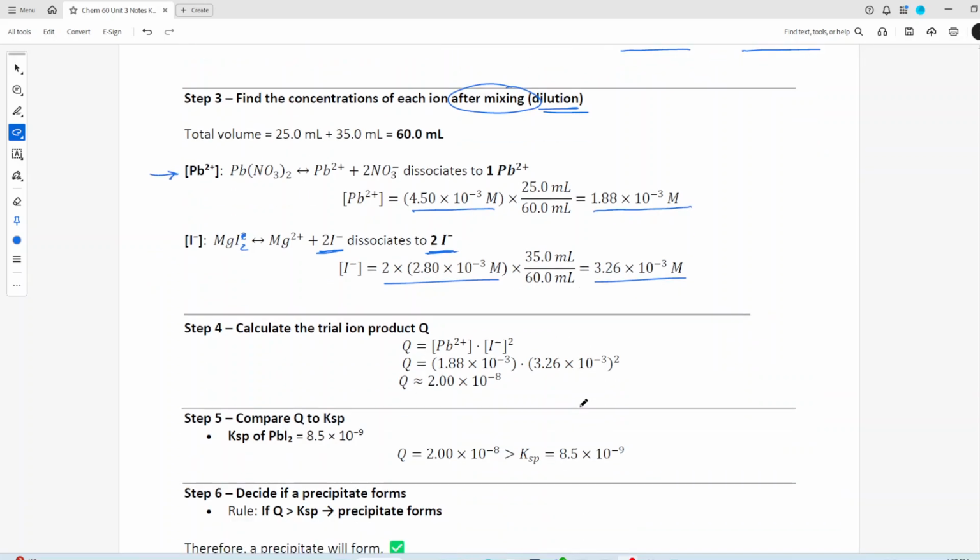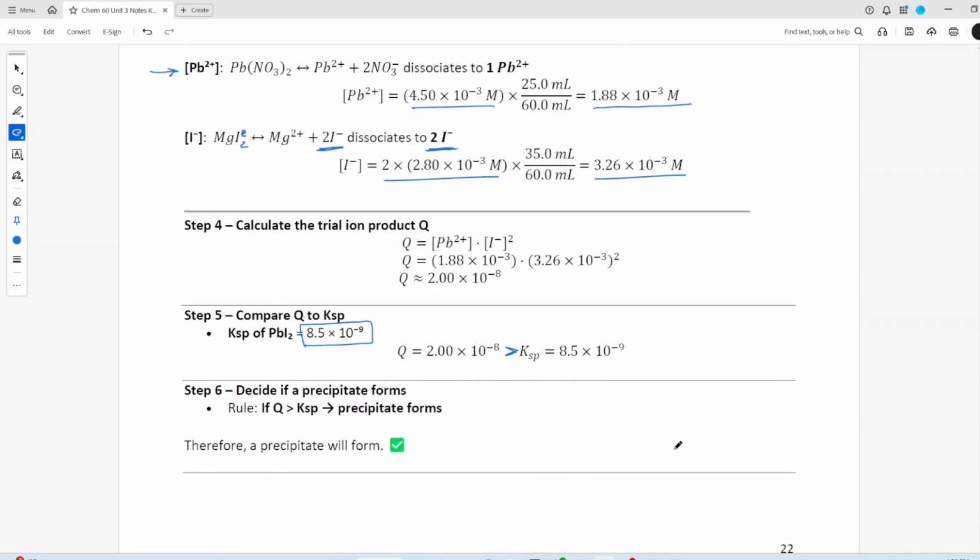So then what I want to do is I want to compare my Q to my KSP. Now the KSP for PbI2 or lead 2 iodide is 8.5 times 10 to the negative 9. So the Q value of 2 times 10 to the negative 8 is greater than the KSP of 8.5 times 10 to the negative 9, which means that a precipitate will form, right?